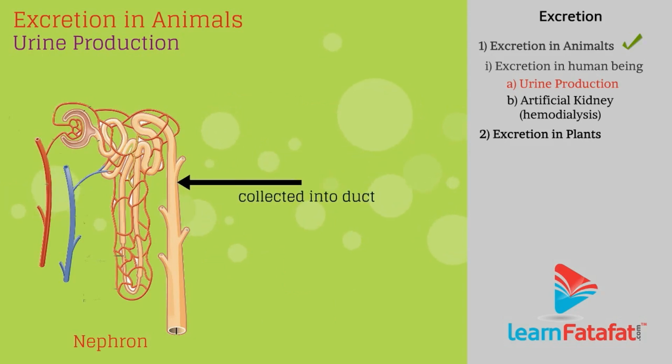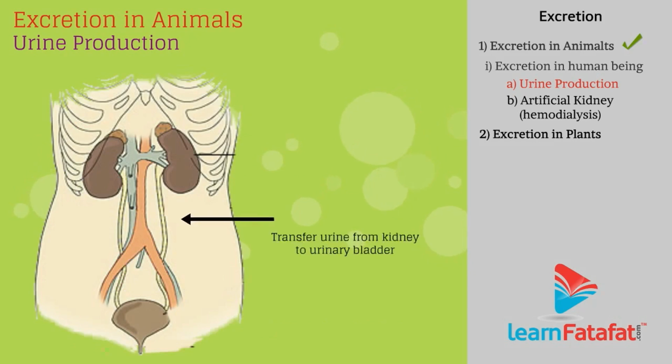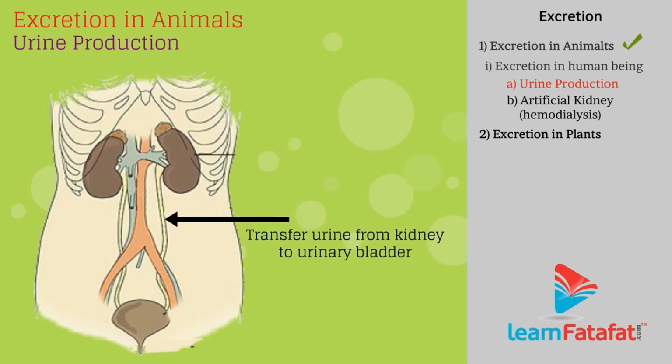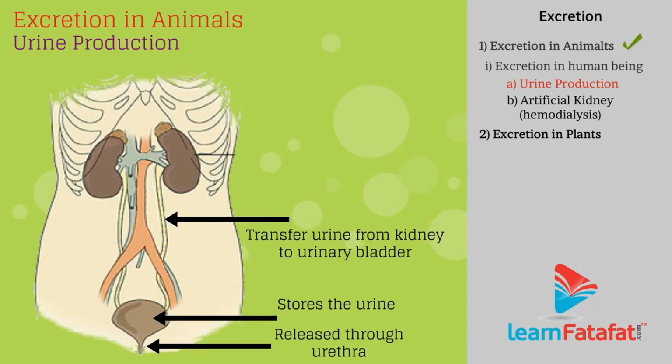Urine formed in the nephron is collected in the collecting duct, which opens into the ureter. The ureter transfers urine from the kidney to the urinary bladder, which stores the urine. Urine is released out through the urethra.